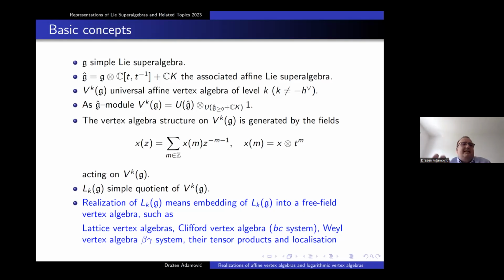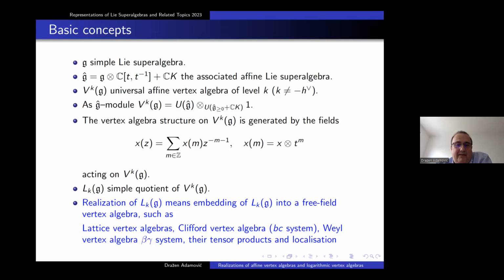I think in mathematics it's always the idea to study complicated objects by certain simpler objects, not to go into difficulties. So instead of this vertex algebra, we want to study some free-field algebras. And free-field algebras are usually lattice vertex algebras, Clifford vertex algebras, also called BC system in the physics literature, Weyl vertex algebras, also called beta-gamma system in the physics literature, their tensor products and localizations and so on. So this is the main idea.